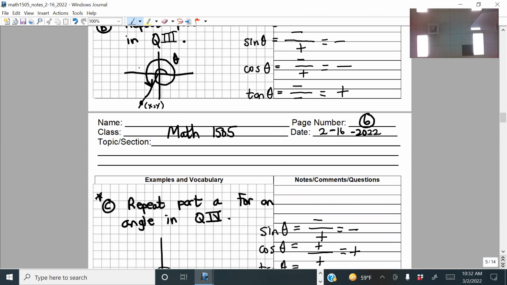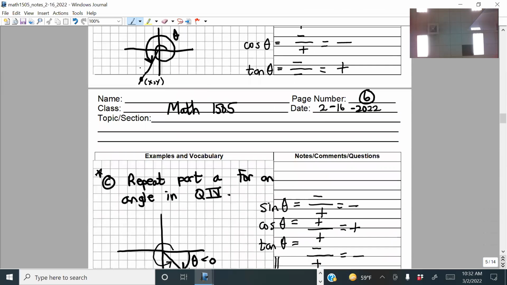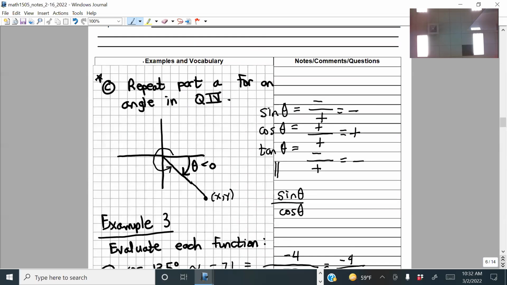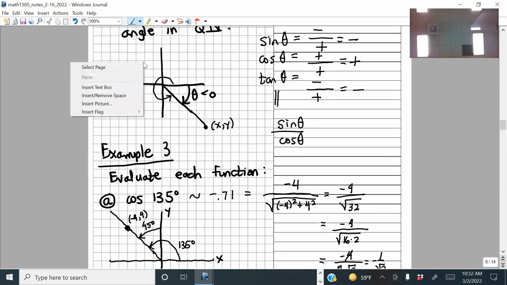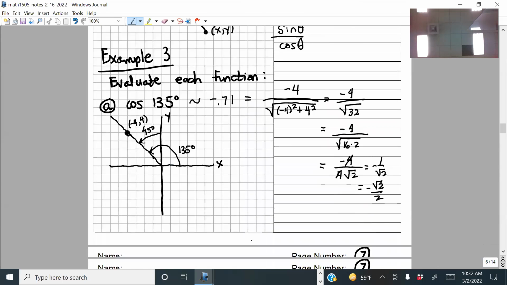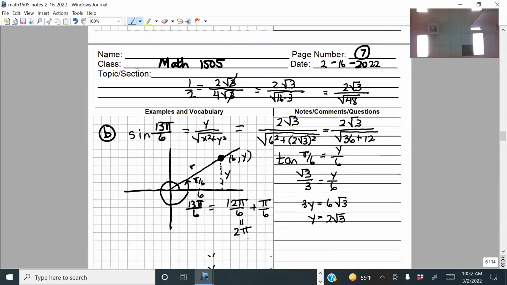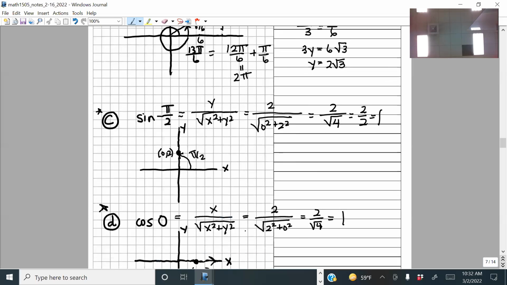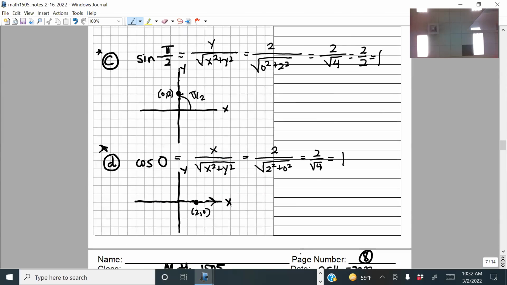So we need to simplify this process, and that's what we're going to do today. I'm going to show you how to find these trig ratios without having to really pick that point off of the terminal side of the angle. Before we do that, though, I want to go back to that sheet that I gave you.